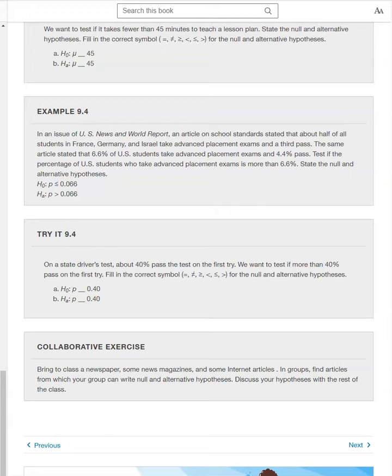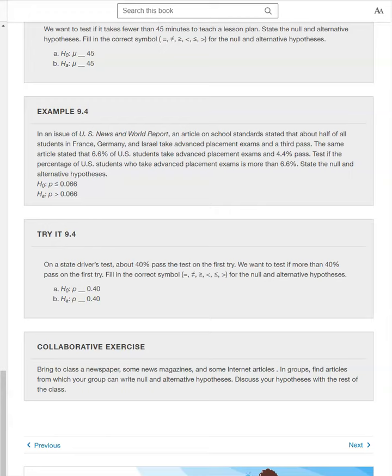Last week we looked at hypothesis testing for means, and this week we looked at hypothesis testing for proportions. I want to focus on how to properly write or identify the null and alternative hypotheses for proportions.